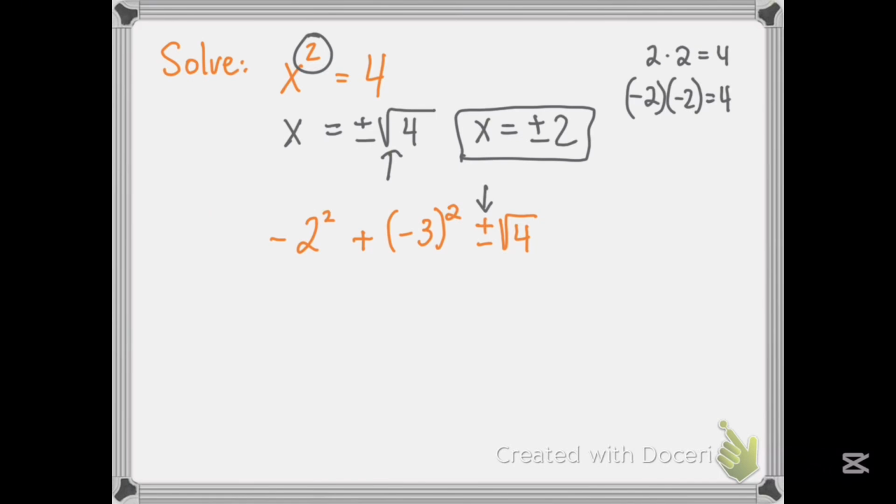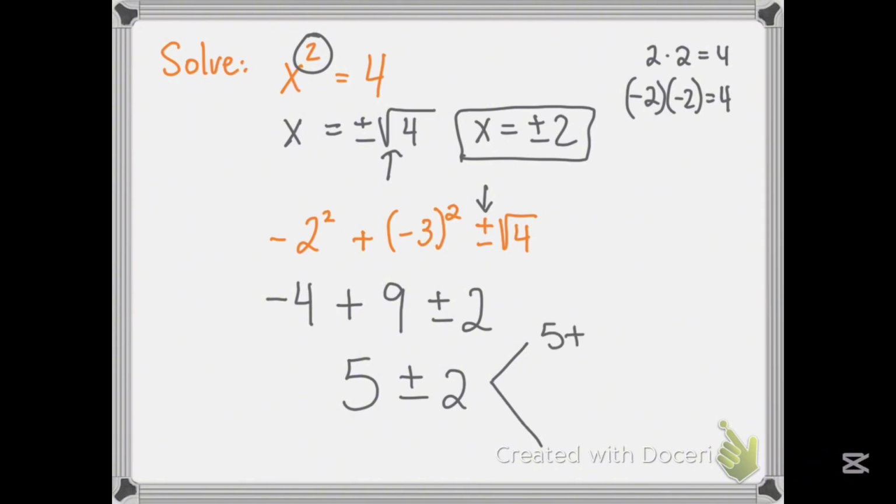So let's simplify this. Negative 2 squared without a parenthesis is negative 4, plus negative 3 squared in a parenthesis is positive 9. And then we have the plus or minus square root of 4, which is 2. Now we're going to do negative 4 plus 9, which is 5. And we have the plus or minus 2. Then from here, we're going to get 2 answers, 5 plus 2 and 5 minus 2. 5 plus 2 is 7 and 5 minus 2 is 3. And these two would be our answers.